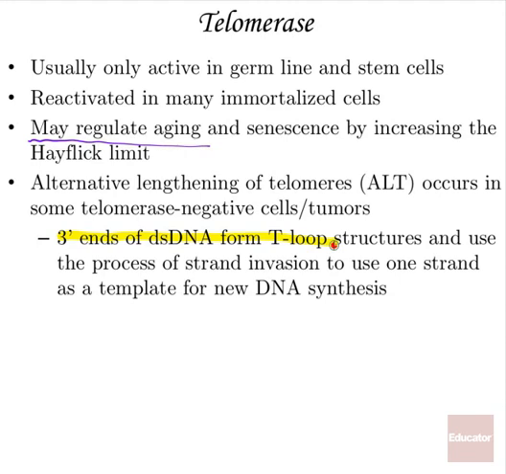So this is important because we can't always use telomerase inhibitors as a way to kill cancer cells, because some cancer cells have found a way around it by using this. So that is something that is always having to be looked into.